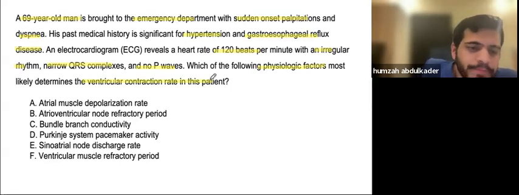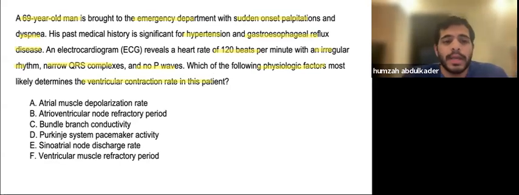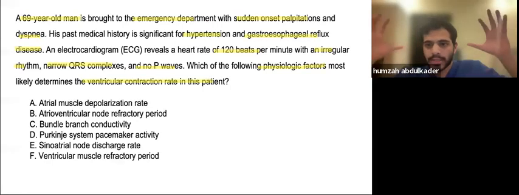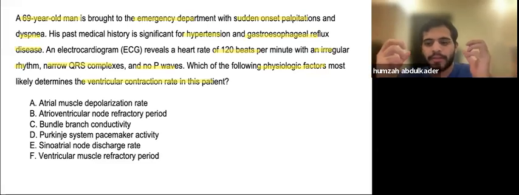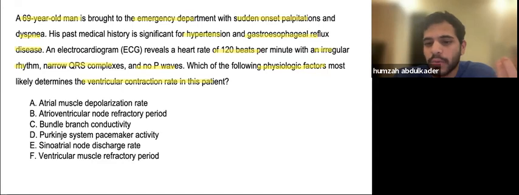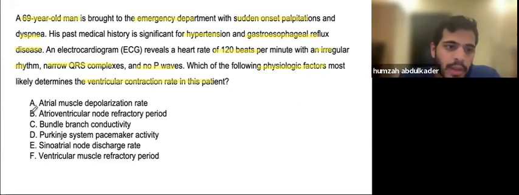Does anyone know the answer? Is it A? No. So here, when we say no P waves, the P wave is essentially the SA node causing the atrium to contract, okay? But if the SA node is gone, then we'll have no P waves. So if the SA node isn't working properly, then we get the absence of P waves, right? Which happens in AFib. Now, if the SA node isn't working, the next one after that that controls the rhythm of the heart is the AV node, okay? So the answer here is B, sorry.